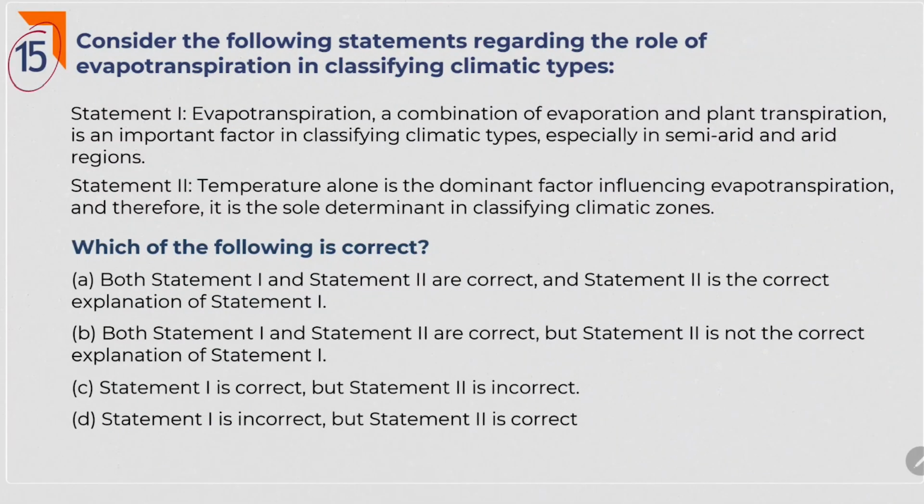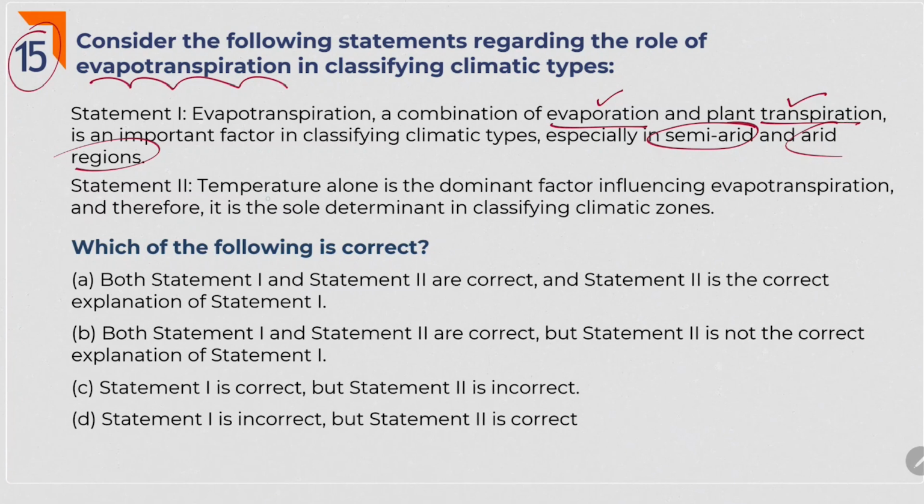Next one. Consider the following statements regarding the role of evapotranspiration in classifying climate types. Evapotranspiration, a combination of evaporation and plant transpiration, is an important factor in classifying climatic types, especially in semi-arid and arid regions. Yes, actually in arid regions, to understand about the water balance, we will see how much water is lost to atmosphere by evaporation and also how much water is lost to atmosphere by transpiration.